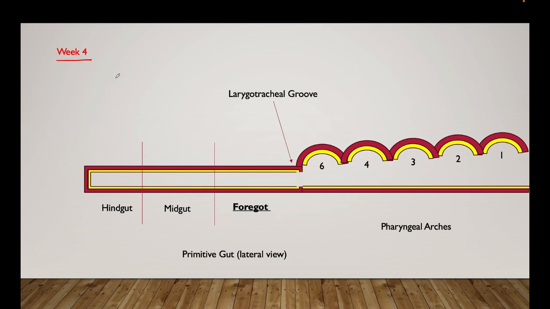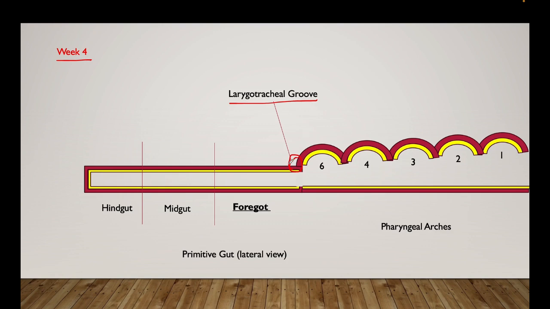Let's move now to the initiation of the development of the respiratory system. This whole story starts with the appearance of the laryngotracheal groove. This is a sagittal view of the primitive gut. On the ventral surface, right here exactly, we have a groove. This groove is called the laryngotracheal groove.